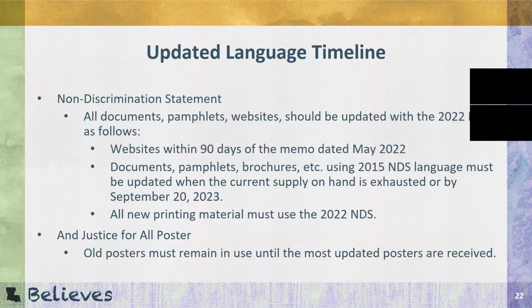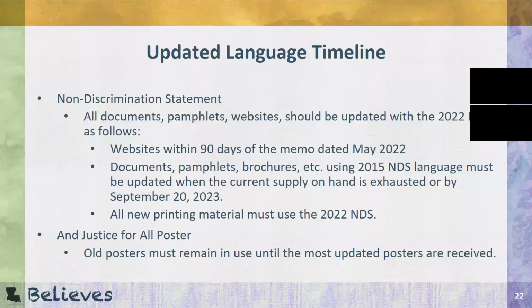With the change in language of the non-discrimination statement and Justice for All poster, USDA has provided a timeline that we all must follow in updating websites, printed materials, and display of the poster. Materials with the non-discrimination statement that should be updated: the timeline is that all documents, pamphlets, and websites should be updated with the 2022 NDS as follows.